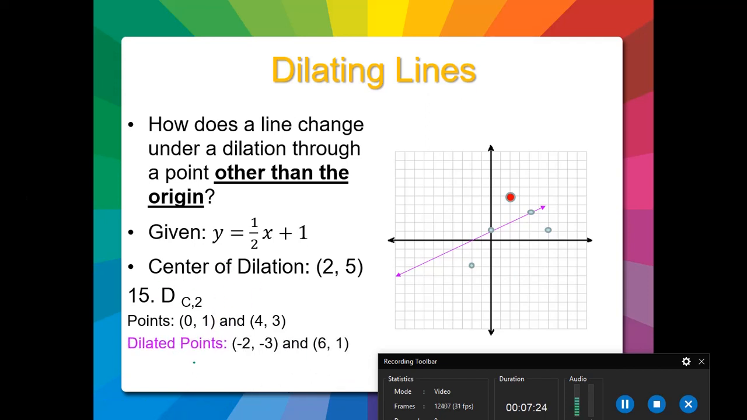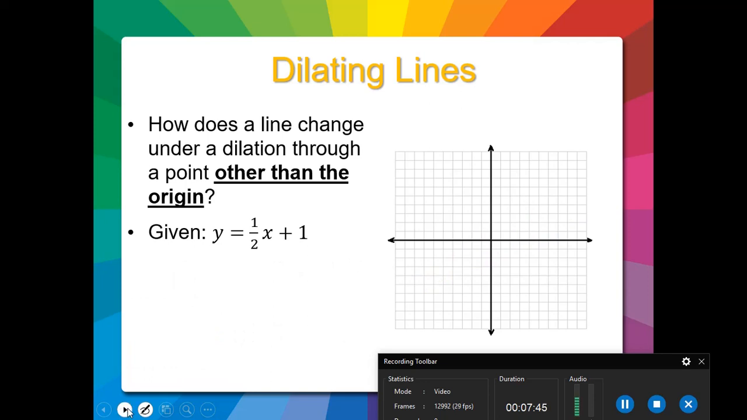So my points are at -2, -3, and 6, 1, and I'm going to graph my line through them. If I check the slope, I'm rising 1 and running 2. My new image has the same slope. So again, I have created a parallel line, even though the center of dilation was not at the origin.